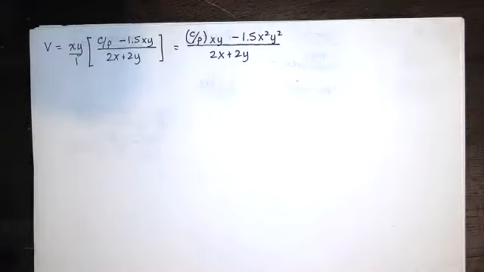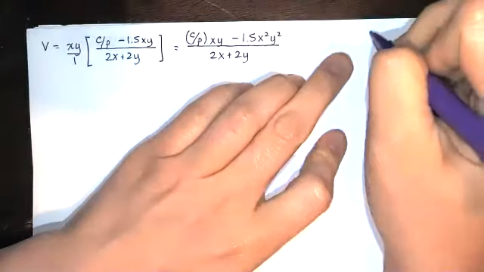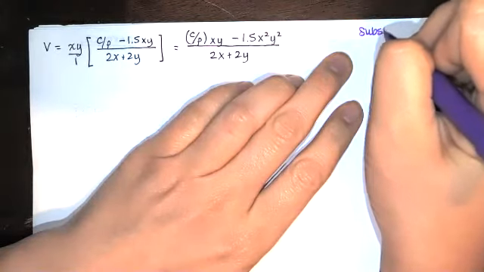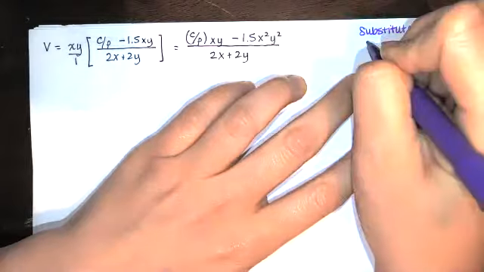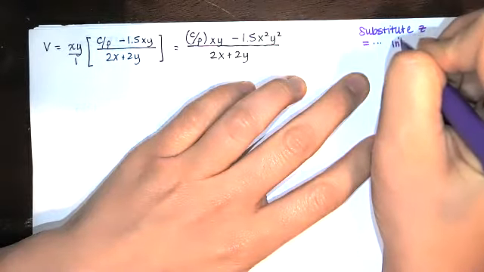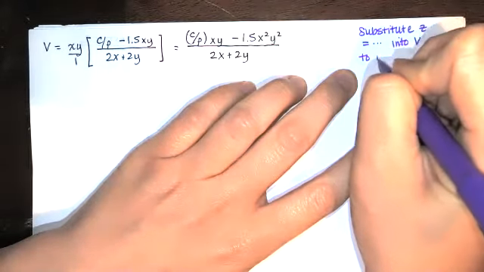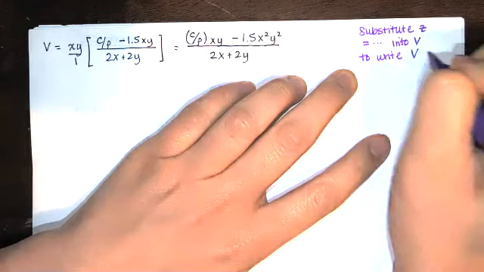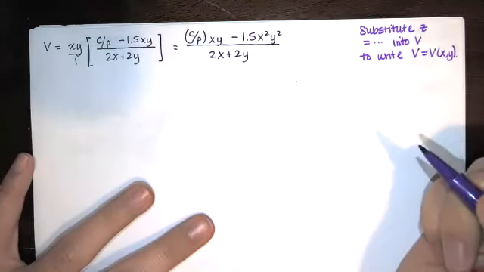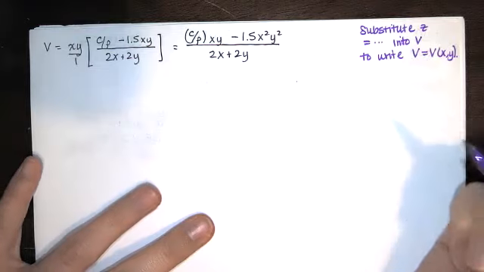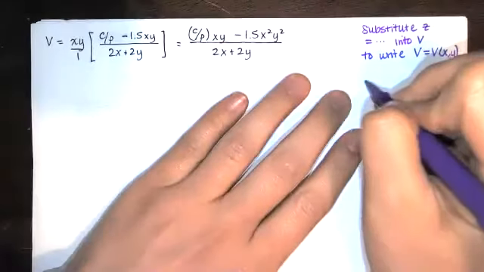So now you've got V as a function of two variables, and we can optimize that using the second partials test. Okay, now remember, when you're using the second partials test, the first thing you need to do is find the critical points.